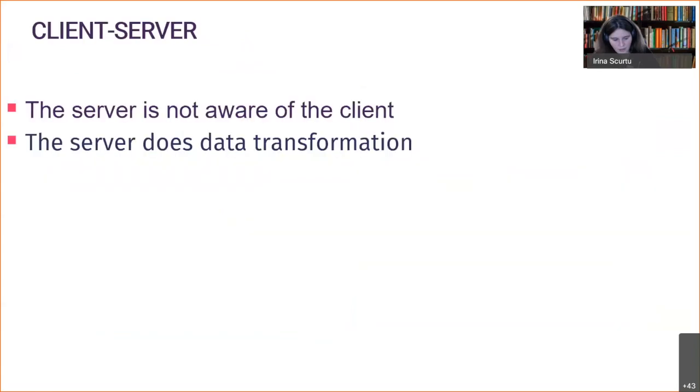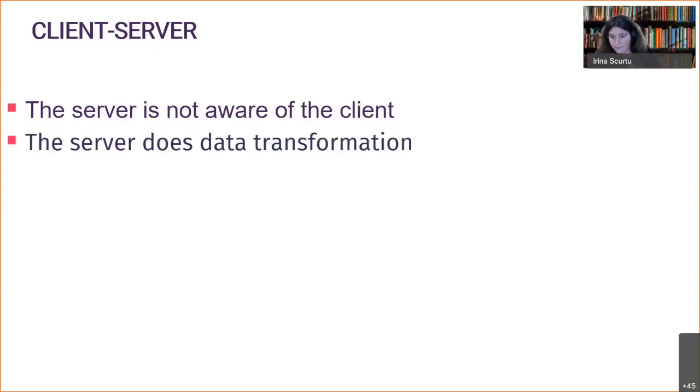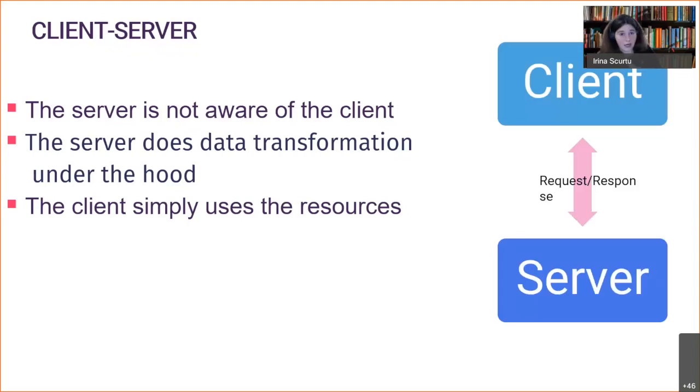Okay, so taking everything into particular, we're going to talk about client-server. It says that the server is not aware of the client, and the server shouldn't care who the client is. The server should look at the request, interpret it, and respond with what's expected. What the server does is data transformation under the hood. And the client, when it receives the response, will simply use that resource, and that's it. So how it looks is the simplest and most basic architecture out there, client-server, okay?